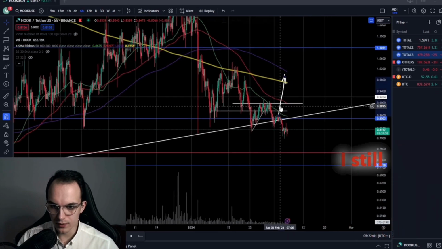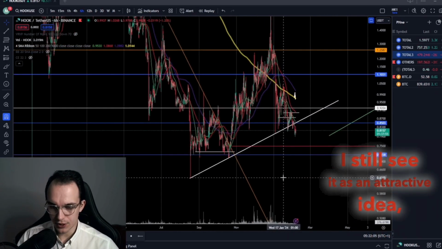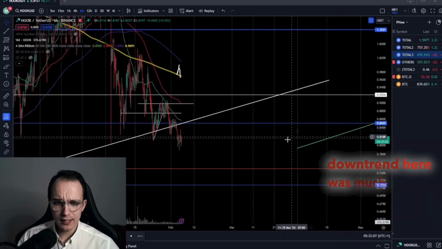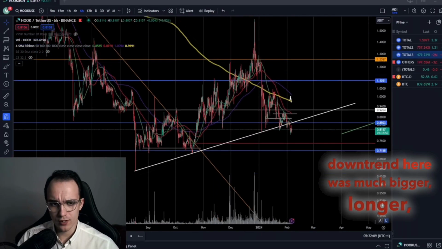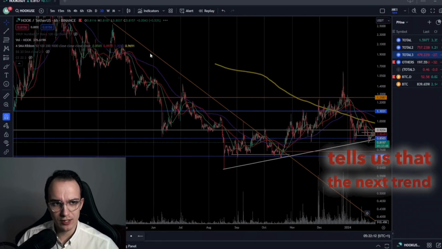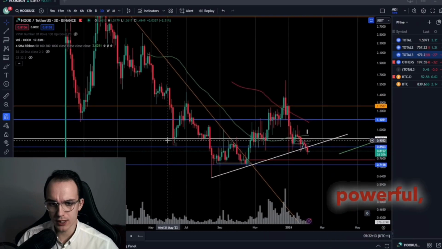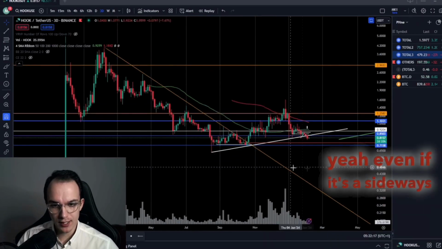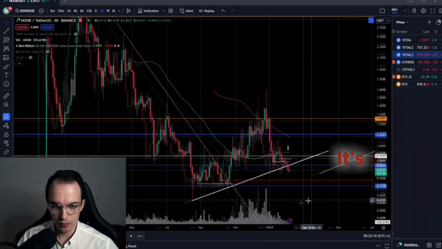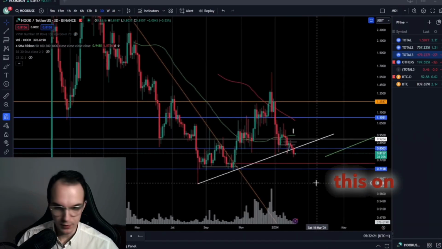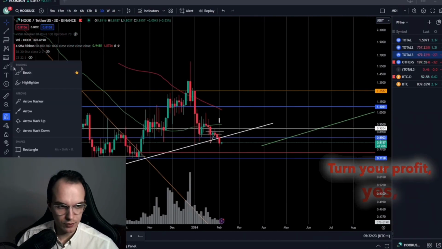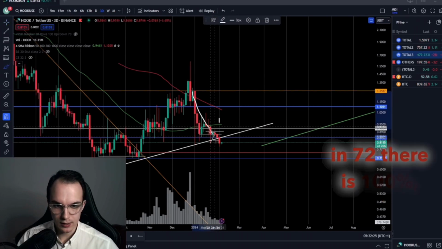For the spot, I still see it as an attractive idea because the downtrend here was much bigger and longer, and its magnitude tells us that the next trend of the same kind can be powerful. Even if it's a sideways trend, it's still great. It's a cool idea. The potential at 72 there is 100%.